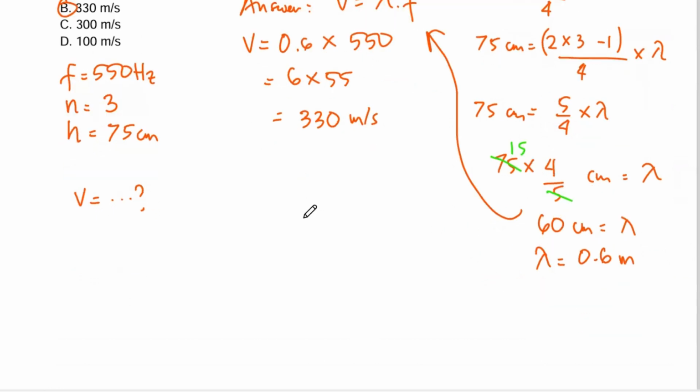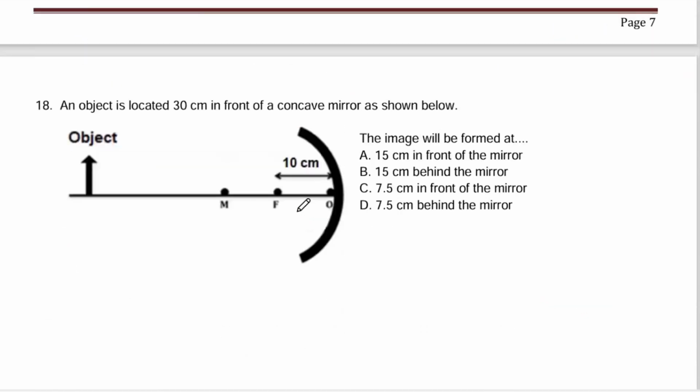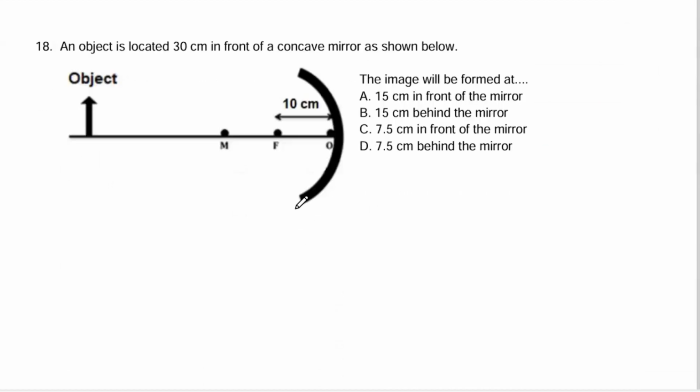Okay, then the next one. Question number 18. There is an object located 30 centimeters in front of the concave mirror as shown below. Where will the image be formed? We know from this information the object is located 30 centimeters, so the object distance SO equals 30 cm.